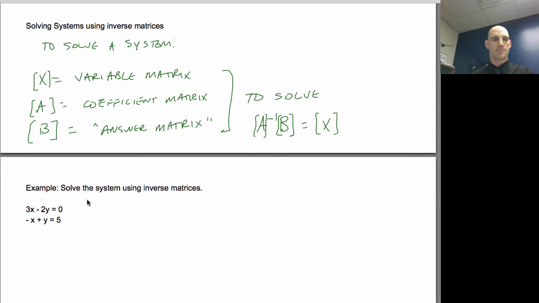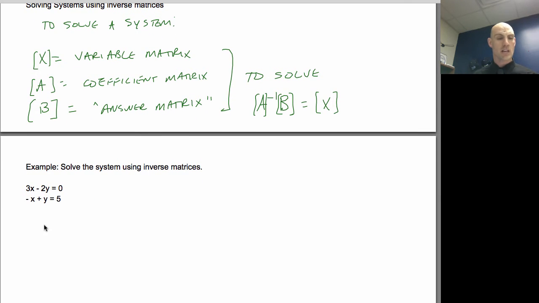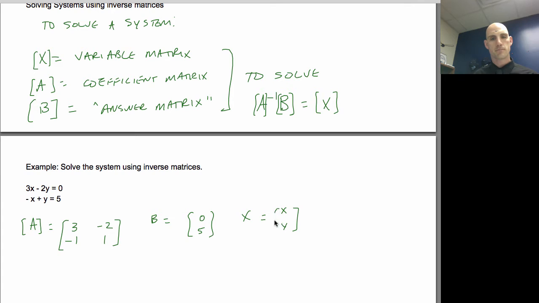Let's set it up here. For this one here, matrix A is my coefficient matrix, so it's going to be 3, -2, -1, 1. B is going to be my answer matrix. It's going to be equal to 0, 5. And my X matrix is equal to my two variables, so X, Y.